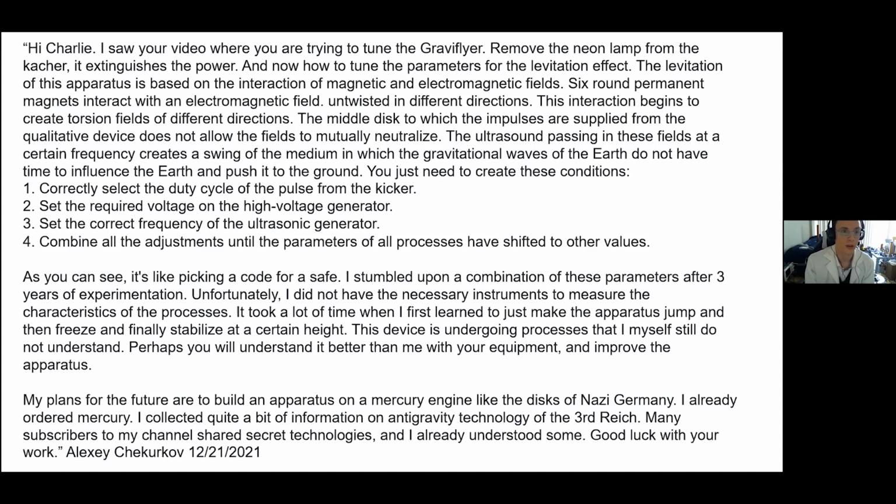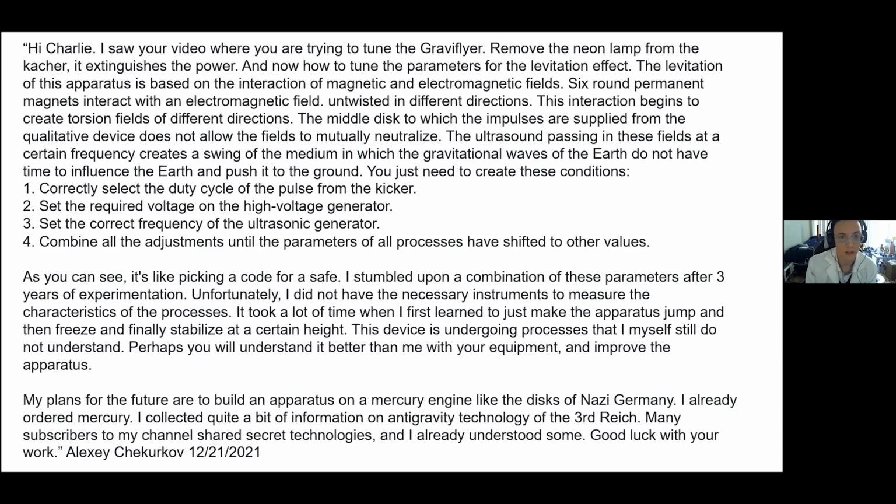The levitation of the apparatus is based on the interaction of magnetic and electromagnetic fields. 6 round permanent magnets interact with an electromagnetic field, untwisted in different directions. This interaction begins to create torsion fields of different directions. The middle disk to which the impulses are supplied from the qualitative devices does not allow the fields to mutually neutralize. The ultrasound passes in these fields at a certain frequency, creating a swing of the medium in which the gravitational waves of the Earth do not have time to influence the Earth and push it to the ground. You just need to create these conditions. 1, correctly select the duty cycle of the pulses from the kicker.